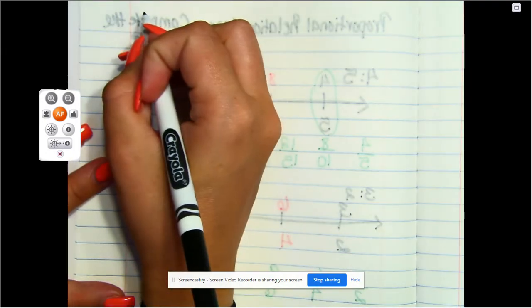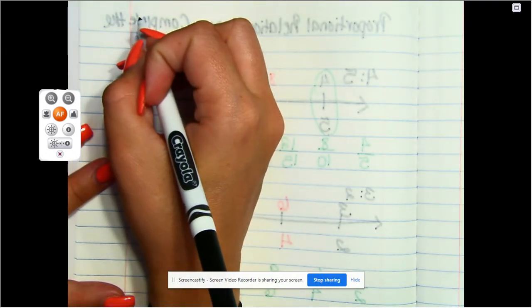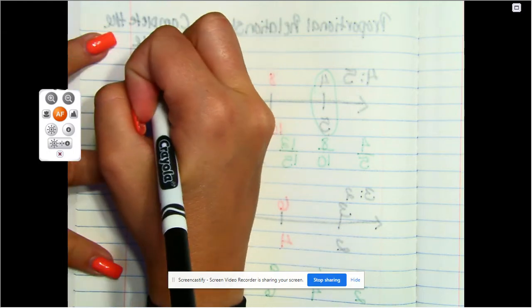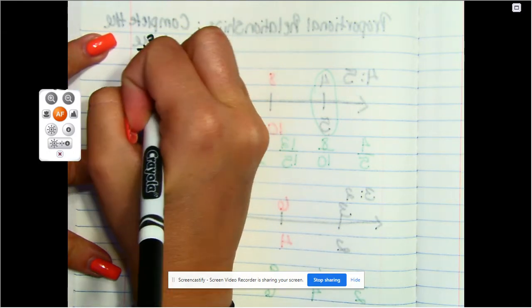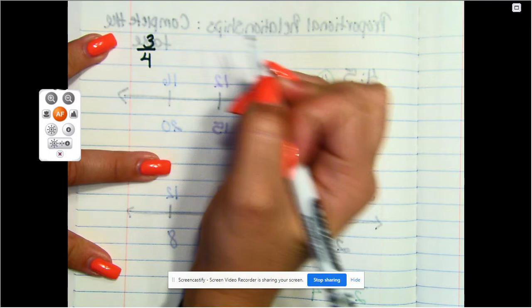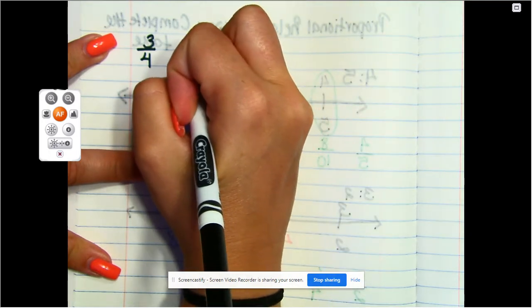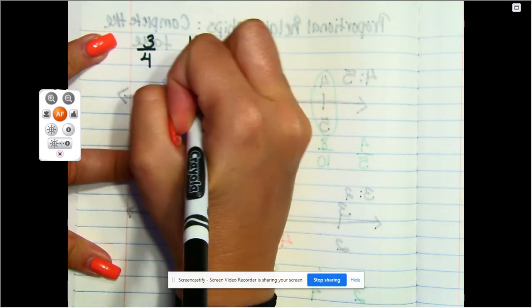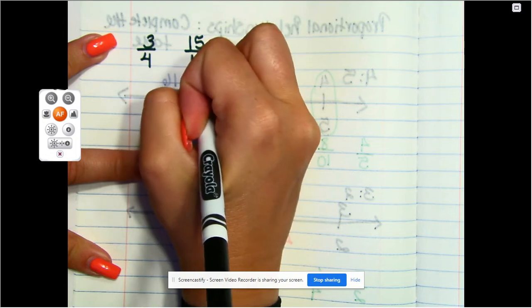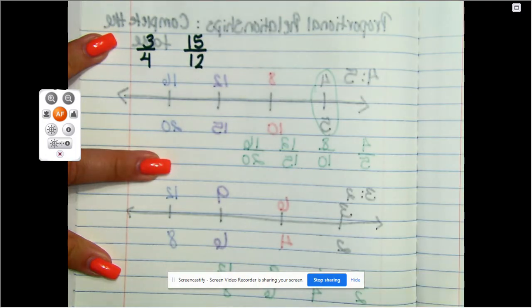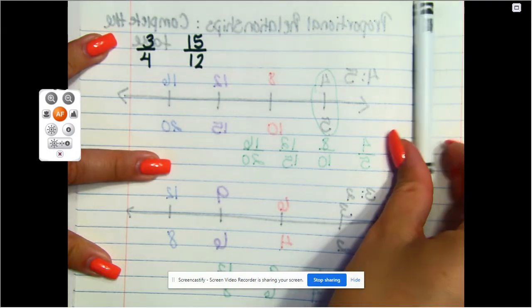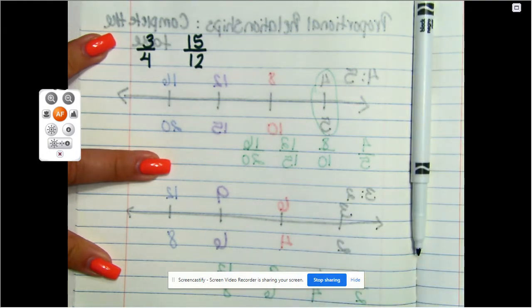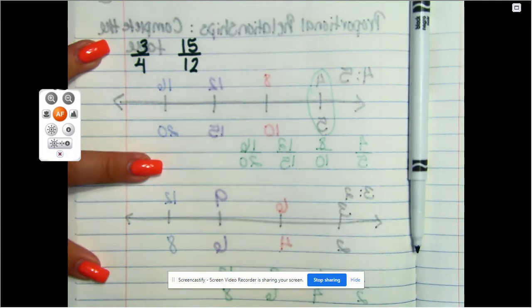So first, let's do 3 over 4 and 15 over 12. Okay, so we're going to first figure out, again, if these are equivalent in just a moment.